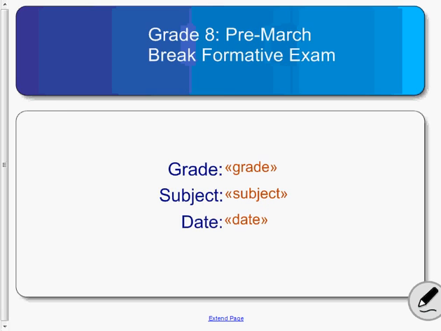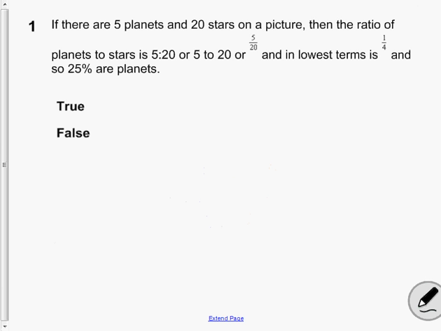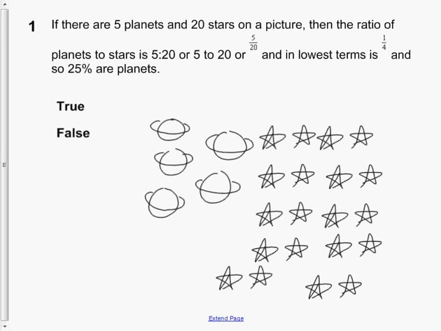Your first few questions are true and false questions. The first one says, if there are 5 planets and 20 stars on a picture, and the ratio of planets to stars is 5 to 20, and in lowest terms would be 1 to 4, and therefore 25% are planets. So when we look at this picture, we have 5 planets and 20 stars.